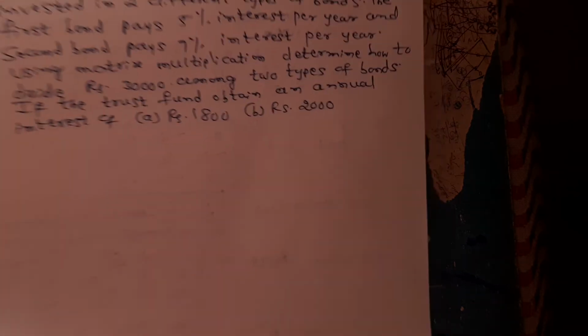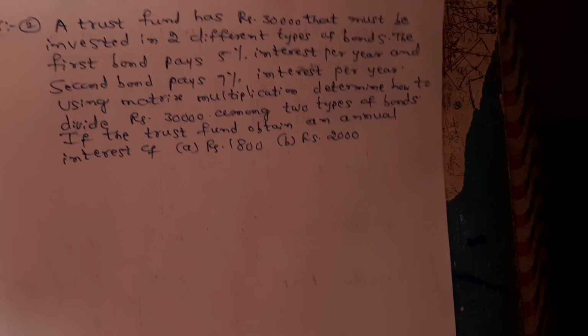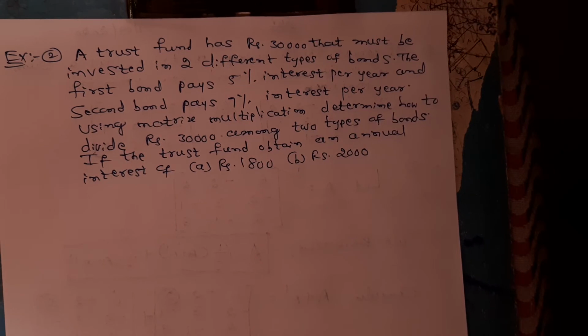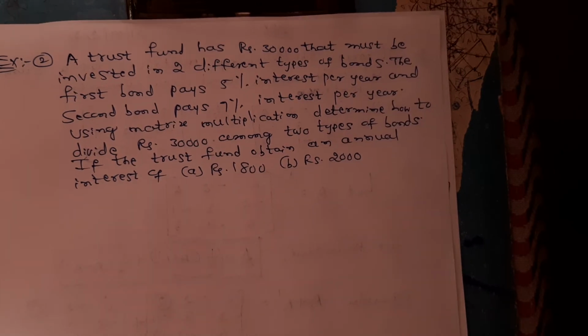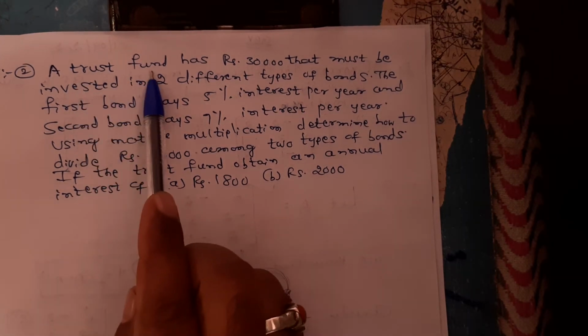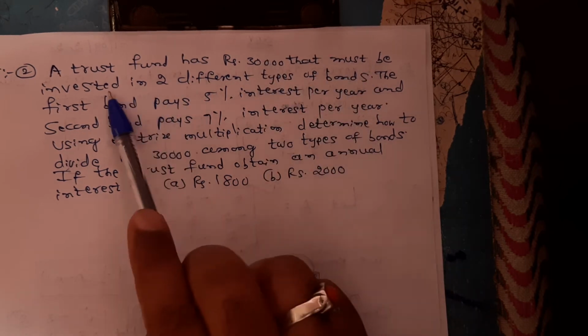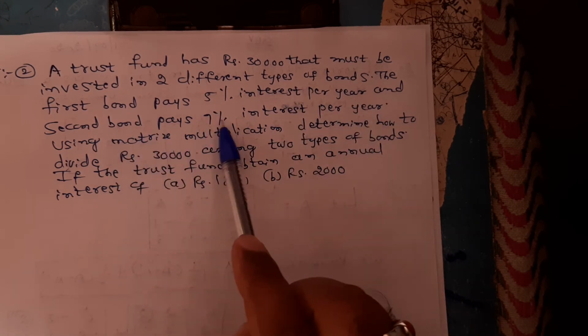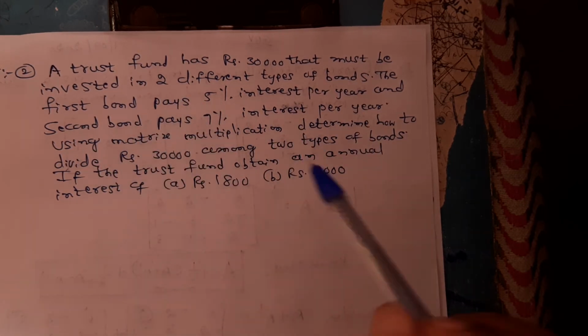So now let us consider another problem. This problem looks lengthy, but it's a very easy problem. Let us try to understand what is given in the problem, then afterwards we can try to solve it. Let me read the problem. A trust fund has 30,000 rupees that must be invested in two different types of bonds. The first bond pays 5% interest per year and the second bond pays 7% interest per year. This is the data.